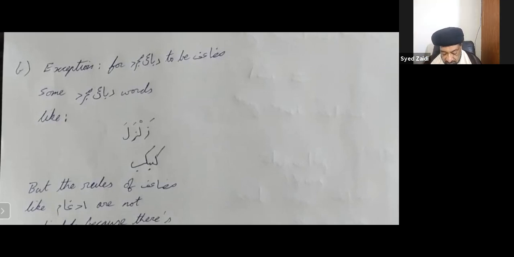Now, so you can say that you can find a Rubai Mujarrad to be muza'af, which is very rare. But you cannot find a Rubai Mujarrad which is Sahih, Mu'attal, Mahmuz, or Ghair Mahmuz. That's not possible. Now, but the rules of Muzaf, like Idgham, are not applicable in the same 2 words that you see.